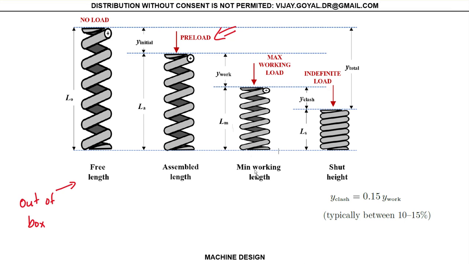Then I'm going to call the minimum working length. This is at the maximum working load. So this is Y work. And then this is Y clash. Y clash is what happens when you are actually completely compressed and this is completely shut. There's no spacing left between one coil and the other.